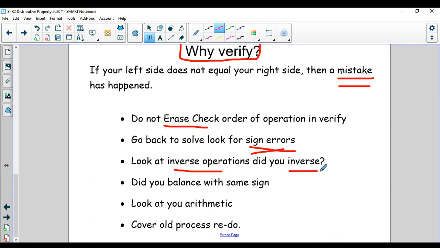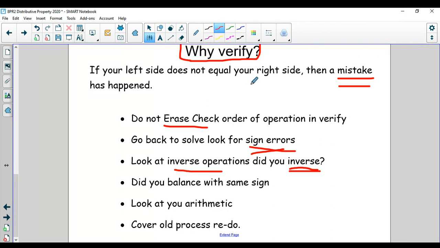Look at the inverse operation. Did you inverse? A lot of times people don't. They go through pretty quickly. Did you balance with the same sign? So the inverse correctly, and then the balance with the opposite signs. Look at your basic arithmetic. Is it done correctly? And cover your old process and redo if you have to. But a lot of times when kids erase, they erase and then they do it over again. And you know what? They can see their pencil marks. They do the same mistakes.